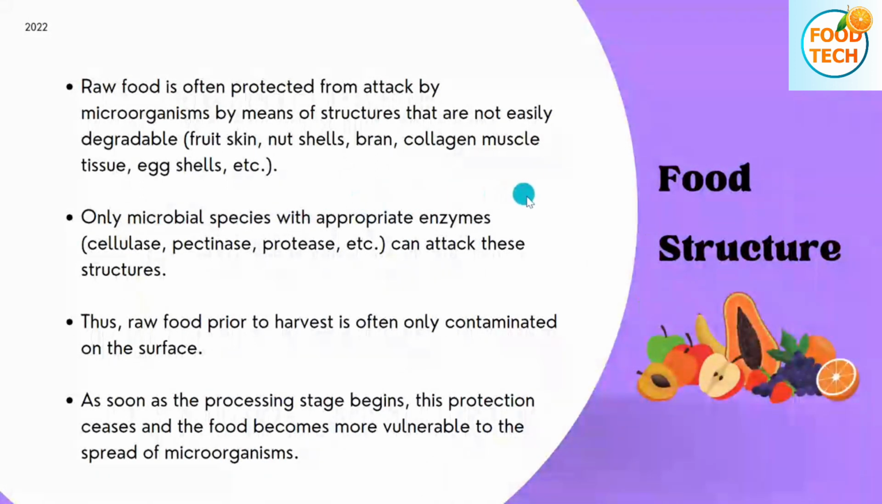So only microbial species with appropriate enzymes can attack these structures. Also, guys, these microbes are very specific to the food. For example, there is a certain class of microbes which are specific to protein, that is, they degrade only protein products. And there is a certain class of microbes which attack only carbohydrates, and a certain class which attack only fat products. Although there can be overlap, they are very specific.